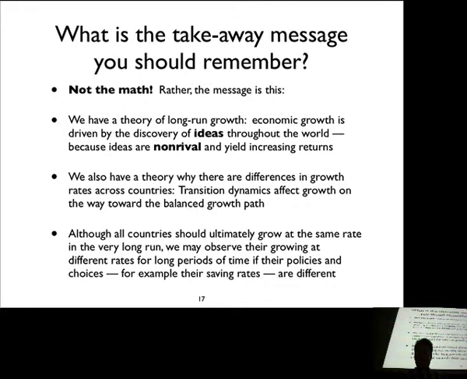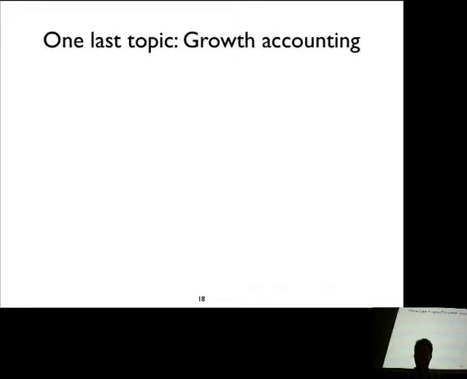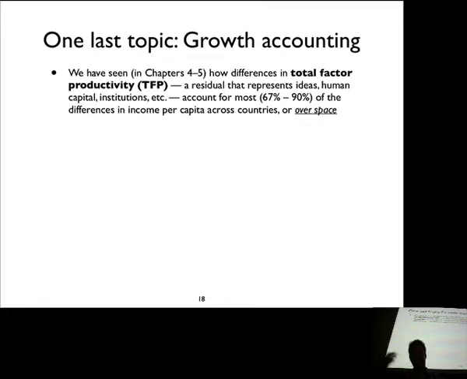Let me now talk about what's called growth accounting. This is another way of looking at the message that has already emerged, which is that capital can't explain big differences in output per person. It's really all about total factor productivity. And this represents ideas. It's also human capital, so we haven't traditionally measured education, and in fact, that does matter a lot. But it's also institutions. It's the rule of law. It's private property rights. And in fact, it's total factor productivity that accounts for most of the differences in income per capita across countries or over space.